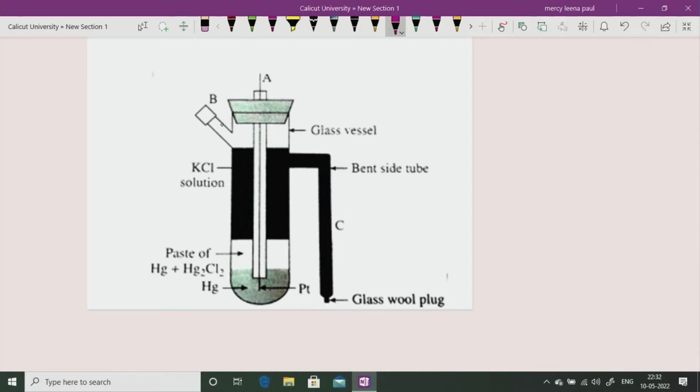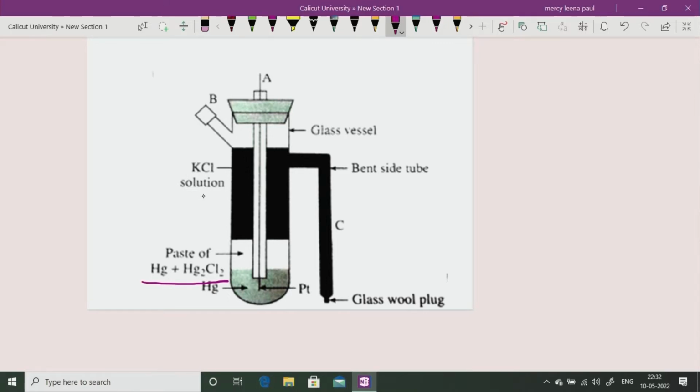The other one is a normal side tube. Now, above the mercury, I will keep a paste of mercury and mercurous chloride. Mercurous chloride means calomel. We make a paste of mercurous chloride and mercury, just put it on the top of mercury, and above that, which is shown in this black color, is potassium chloride solution.